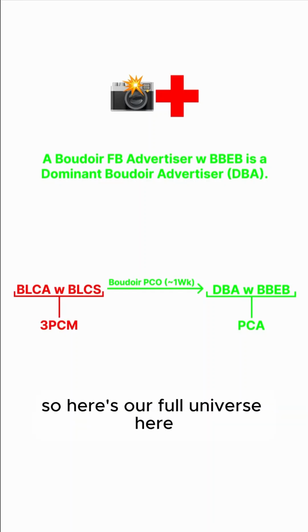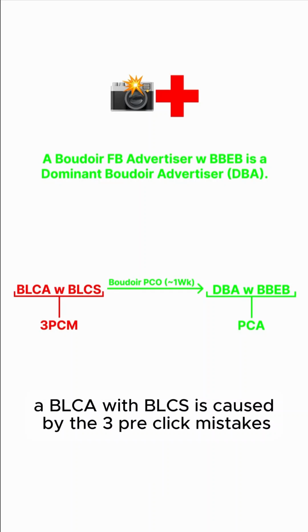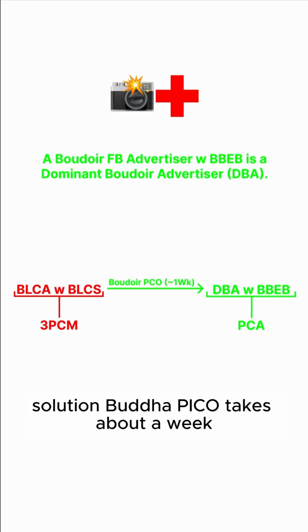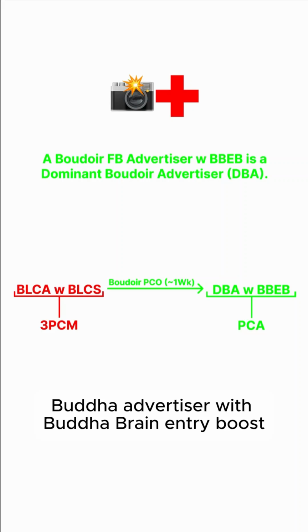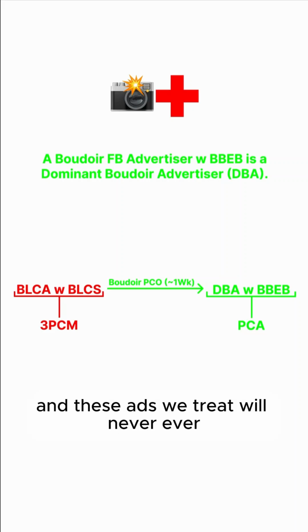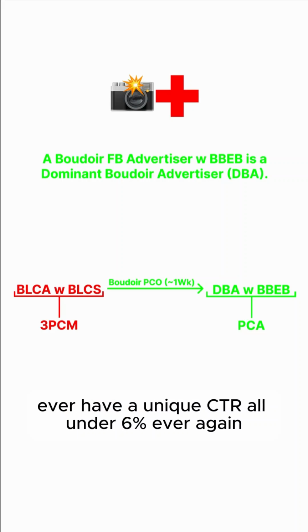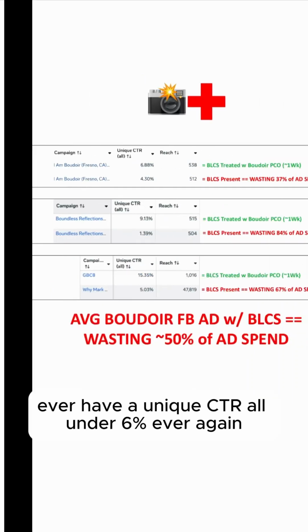So here's our full universe here. A BLCA with BLCS is caused by the 3 pre-click mistakes. Solution, boudoir Pico, takes about a week. Achieve pre-click alignment, become a dominant boudoir advertiser with boudoir brain entry boost. And these ads we treat will never, ever, ever have a unique CTR all under 6% ever again.